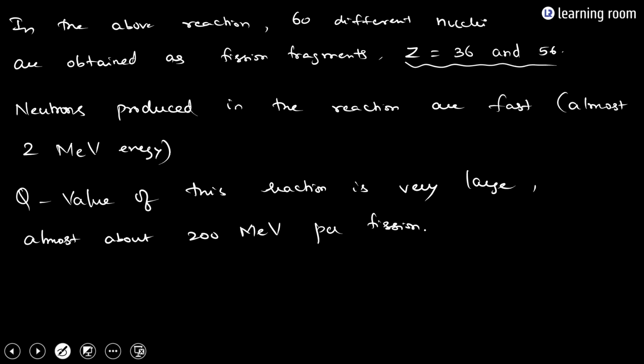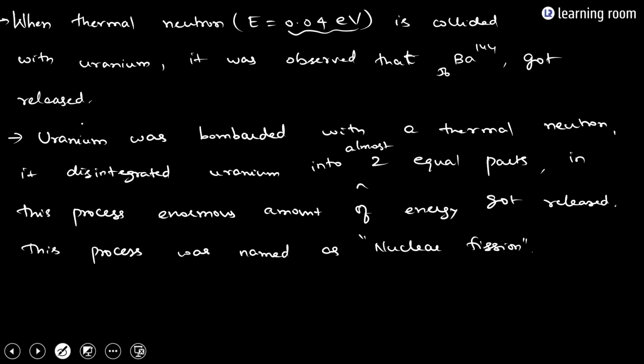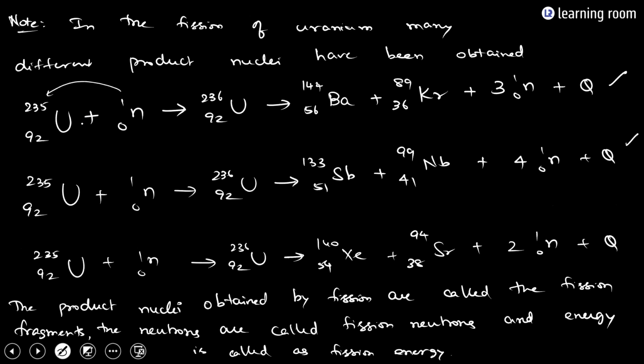So the main reason why we take the nuclear reactions into consideration is only because of the release of energy. But here, one important point to be noted is the neutrons that are getting produced, right? They are having energy of about 2 mega electron volt. If you go back and see, when you take a thermal neutron whose energy is 0.04 electron volt, and it is bombarded with the uranium nucleus, they generate these kind of products. Now, in this product, there are multiple neutrons getting released. Now, the question is, what will these neutrons do to the remaining uranium nuclei?